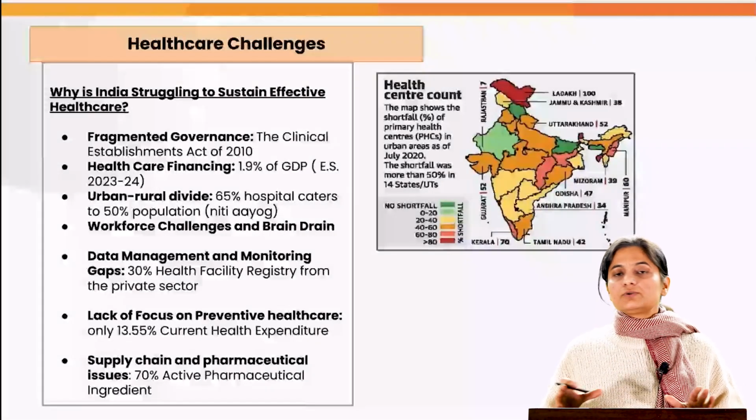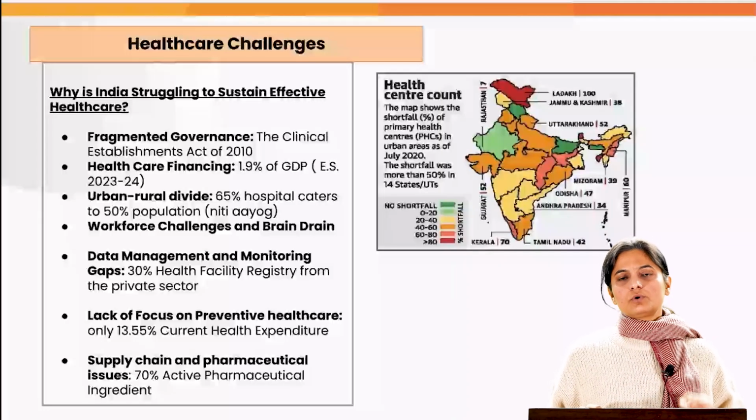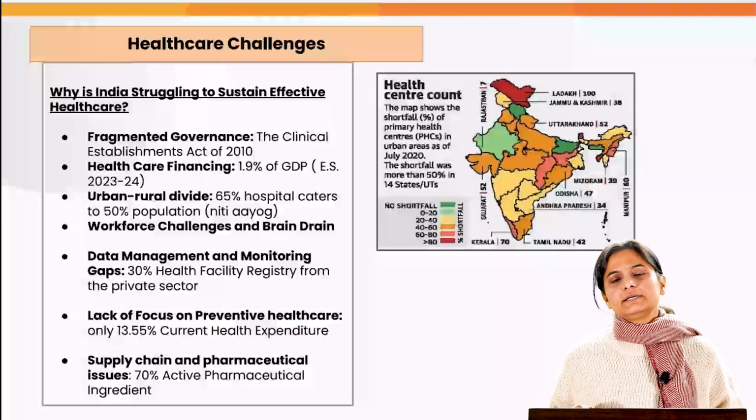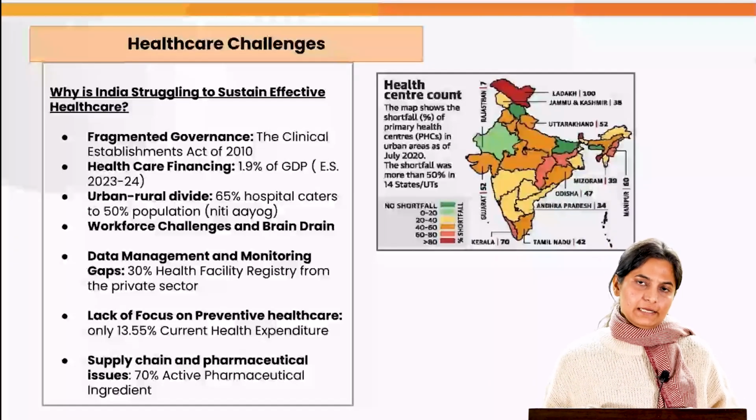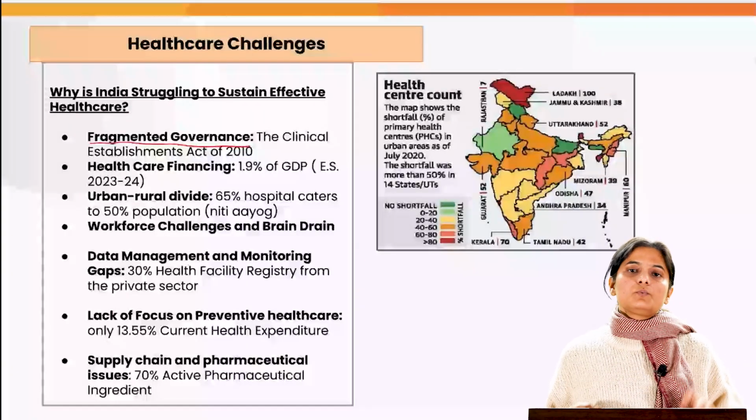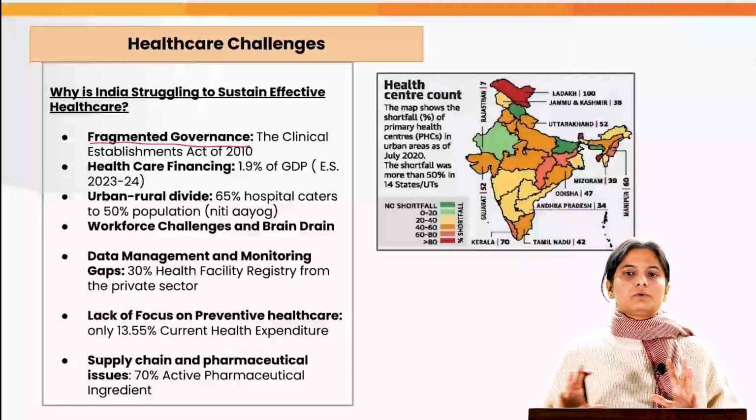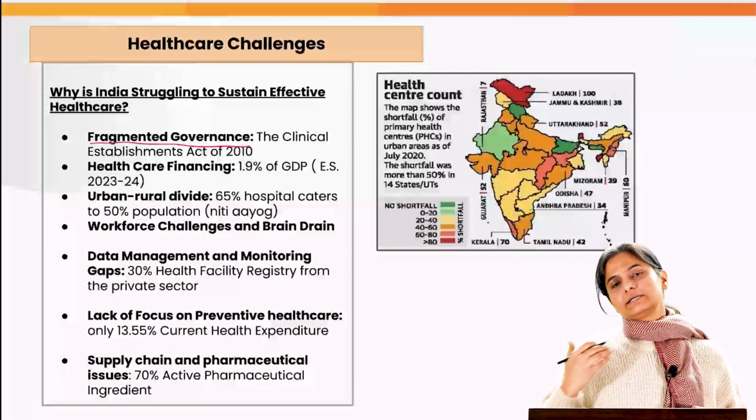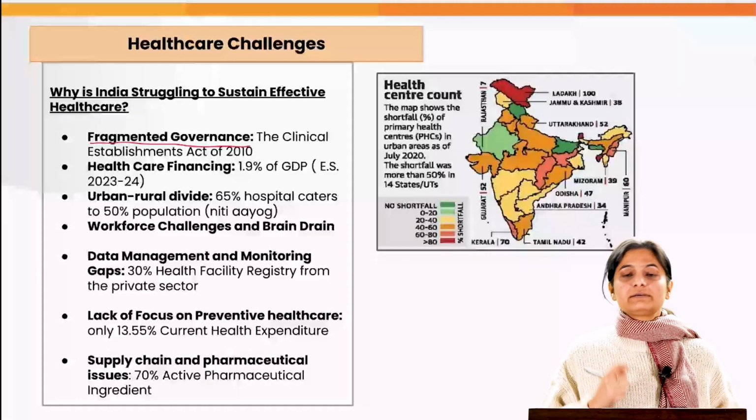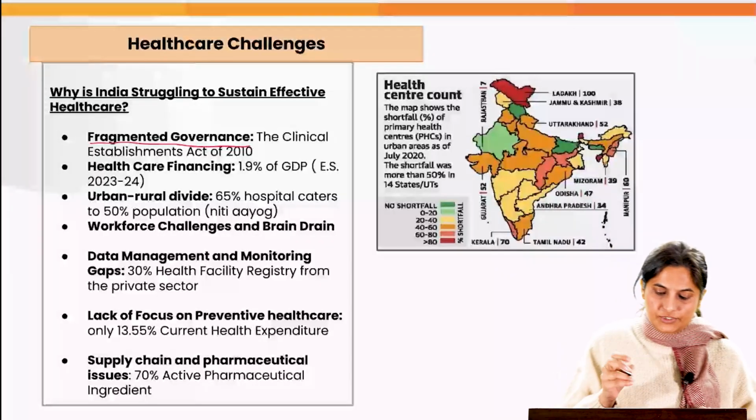Now, it's not that we have not taken various steps. We have. But there are a few concerns why India is still struggling to sustain effective healthcare despite multiple steps that India has undertaken. So what are those causes? To start with, first of all is fragmented governance. We have put in various institutions and mechanisms under governance. But what's the main issue? It remains fragmented and piecemeal in nature.